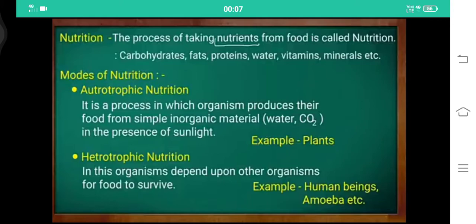What are the modes of nutrition? There are two important modes of nutrition. Simple definition of nutrition means the mode of taking food by an organism and utilizing it in our body.